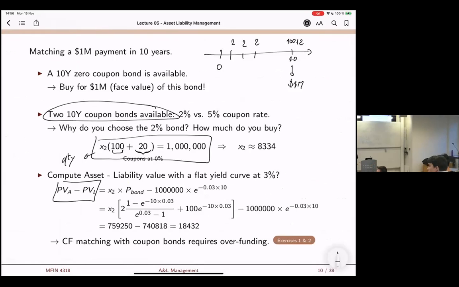Yes? I was just wondering why the coupons are just 20, because if it's 2% of 1,000 and you get a coupon each year, then shouldn't it be 10 times 20? Okay, so here I'm normalizing, so 1 unit of bond is something that pays 100 at face value. Okay, so 1 million is the total thing. Yeah, that's a good point.